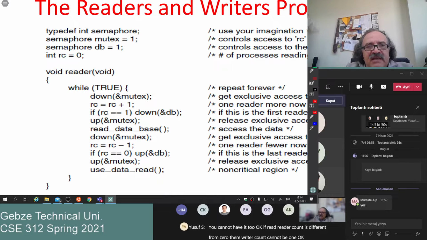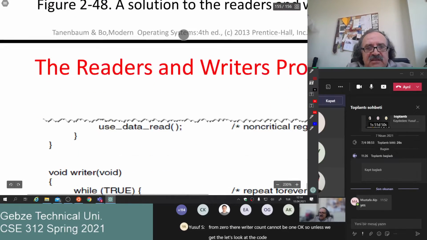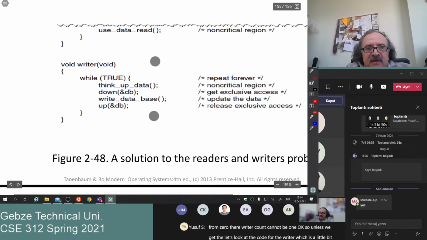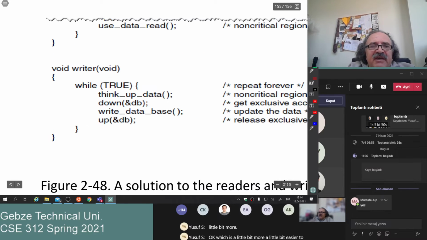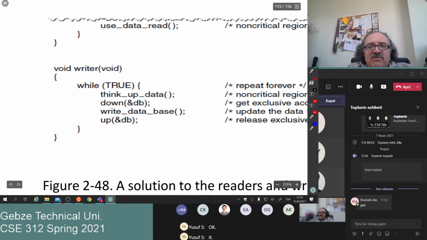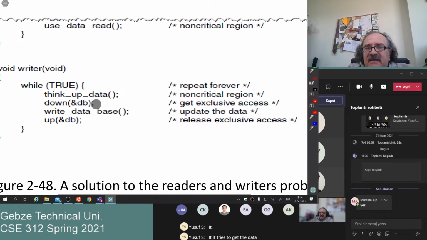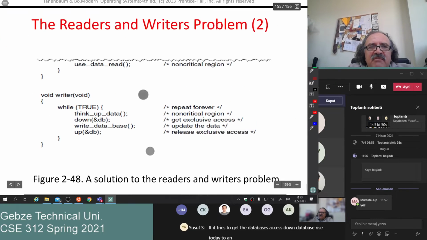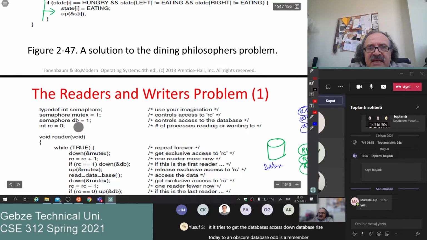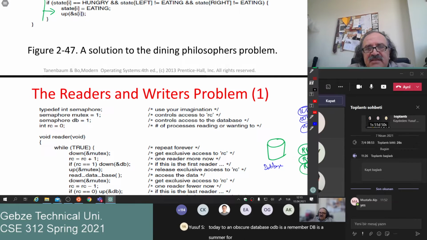Okay, so let's look at the code for the writer, which is a little bit easier to understand. In an infinite loop, it thinks up data. It tries to get the database's access: down database, writes the data, and ups the database. Remember, DB is a semaphore. Initial value is 1. So both of them are actually controlling access to something.